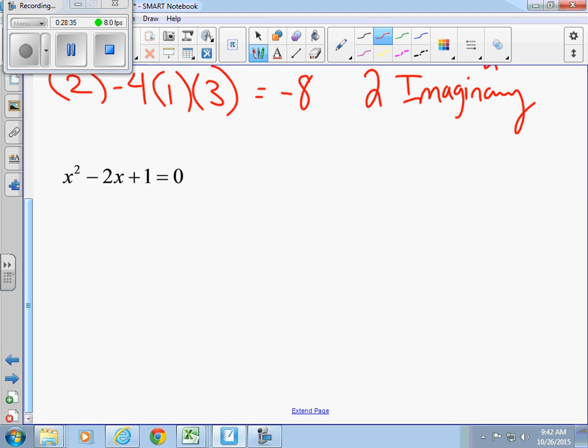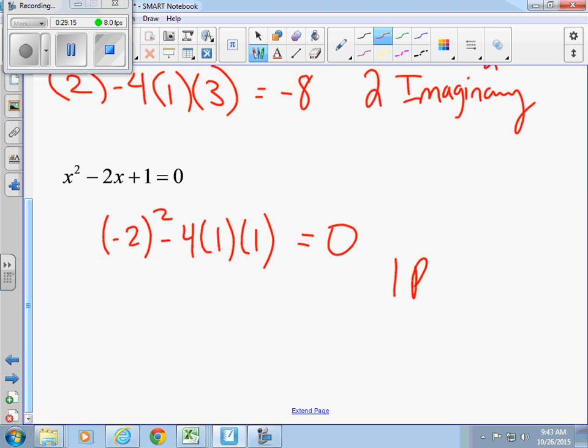This one actually is one that would be really easy to factor. If I were solving it, I would do it by factoring x minus 1 and x minus 1. So the only answer is 1. Let's see if that works out with the discriminant. B squared minus 4 times A times C. Make sure you put that negative 2 in parentheses. I end up getting 4 minus 4, which is 0. Which means what? There is one real solution.